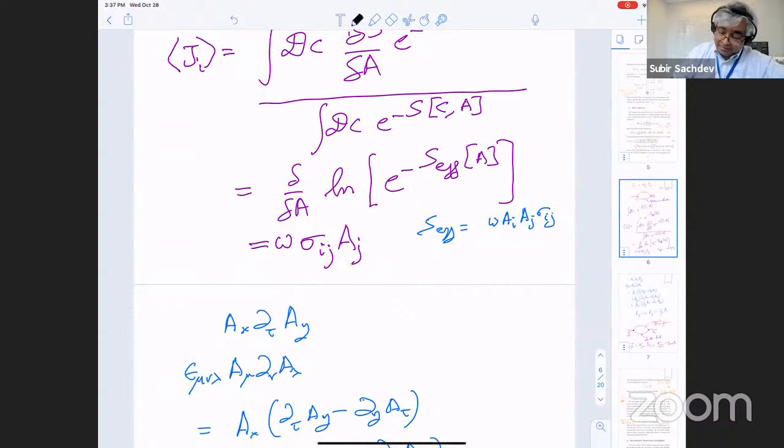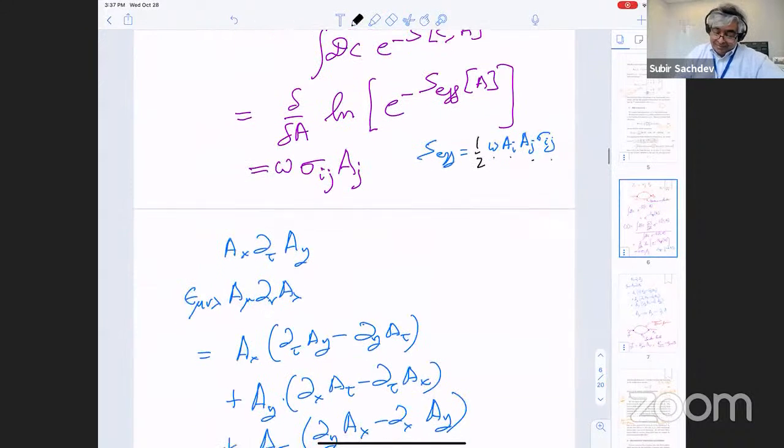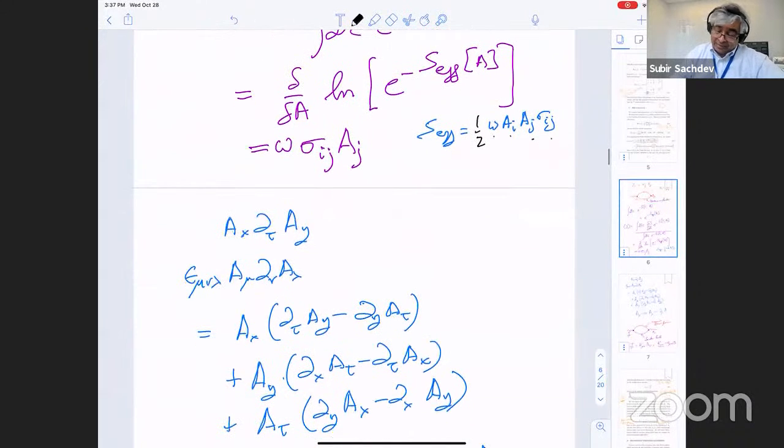Well, maybe I'll throw in a factor of 1/2 here, will be omega times A_i A_j times sigma_ij. Okay, but that's not fully gauge invariant, so we can try to guess how to make that gauge invariant. And that's where the Chern-Simons term comes in. We just noticed that this thing is at least gauge invariant in the bulk.